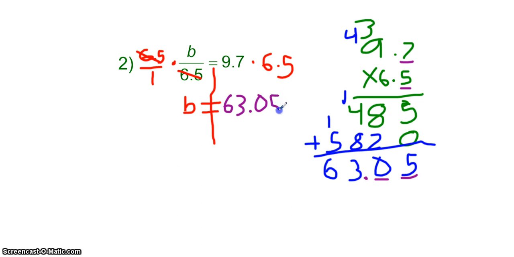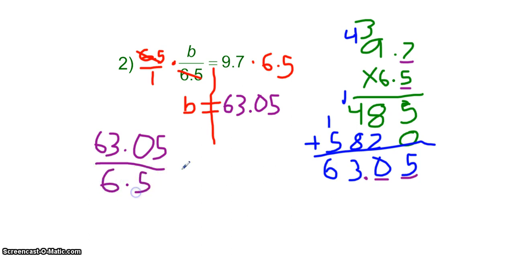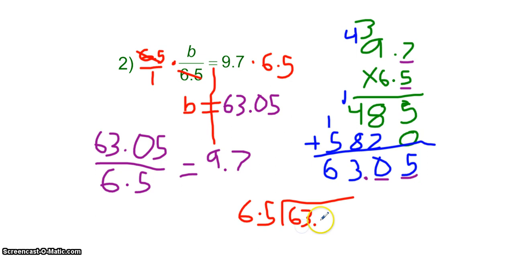Of course, we have to check our answer to make sure it's correct. So for b, we will substitute 63.05 in for b. And it's 63.05 divided by 6.5. And we want to see if that's equivalent to 9.7. So we're going to do 6.5 as the divisor, 63.05.